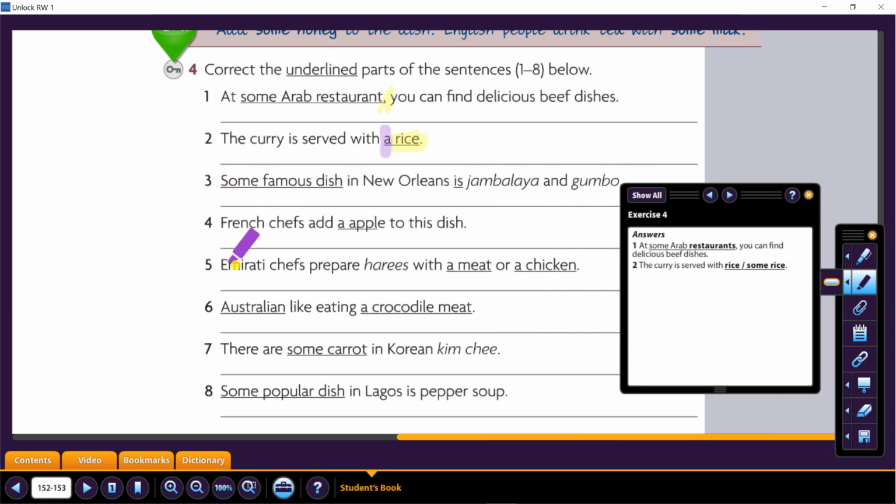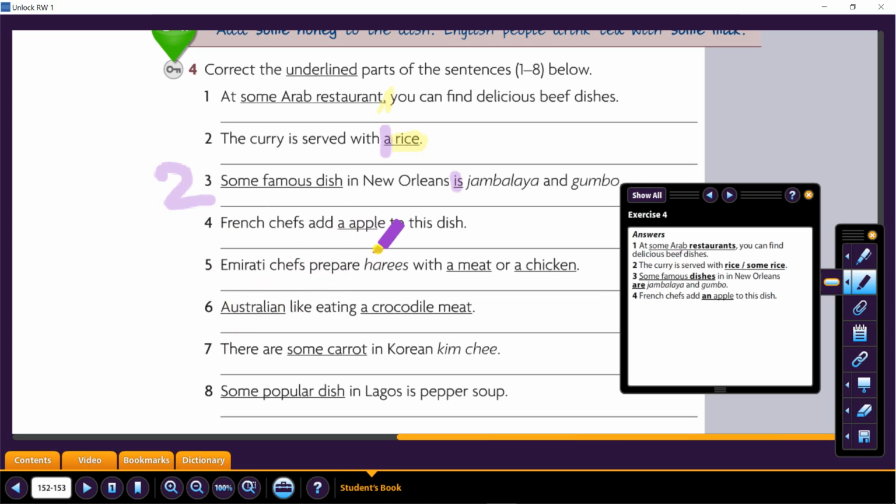Okay, moving to the next one. Some famous dish. Here we have some, which means more than one, and here we have dish, which is one. So how can we solve this? By saying some dishes are. Okay, some dishes are. French chefs add a apple to this dish? No, an apple to this dish.